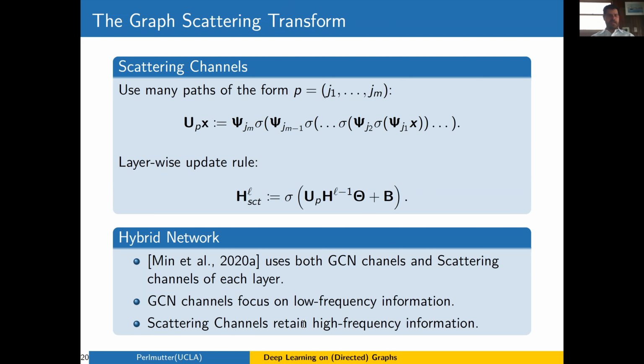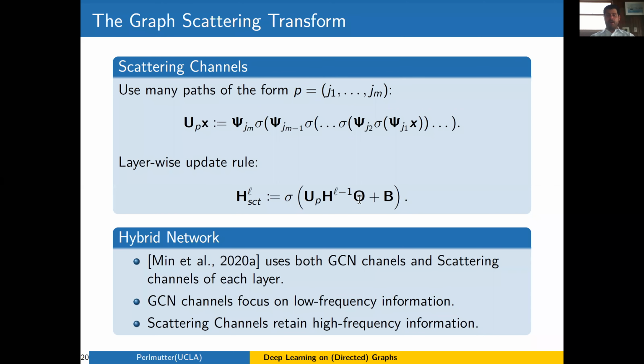And so given this, you can then construct a graph scattering transform, where there are a lot of different variations of the graph scattering transform. I'm going to focus on the one which is most closely related to GCN, where at each step you apply many different wavelet filters and then nonlinearities, and wavelet filters, then nonlinearities. And we call this a U_P, where P is a path of different scales, j1 through jm. And then rather than multiplying the previous layer by a matrix A, we compute this U_P of the previous layer, and then again multiply by a weighting matrix. And we get what's called scattering channels.